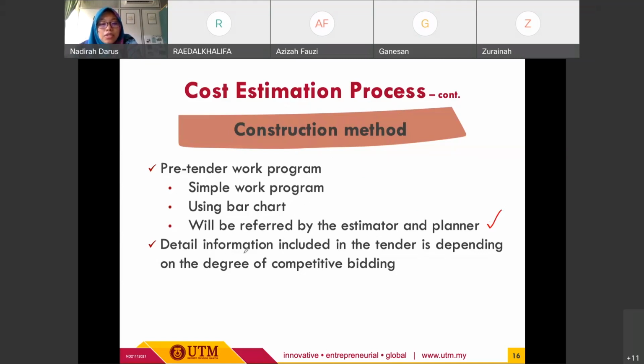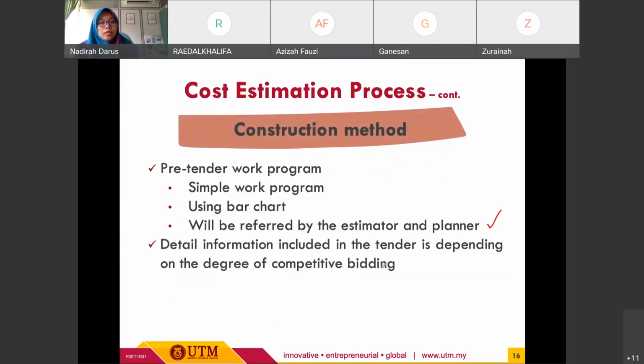Any detailed information included in the tender document submitted to the client actually depends on the degree of the competitive bidding. It depends on the size of the project, depending on the nature of the project, right? So the detail or degree of the information provided varies depending on this factor.